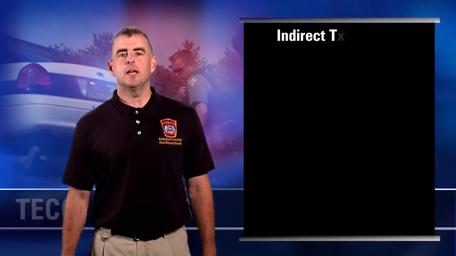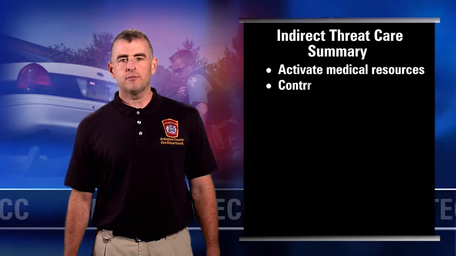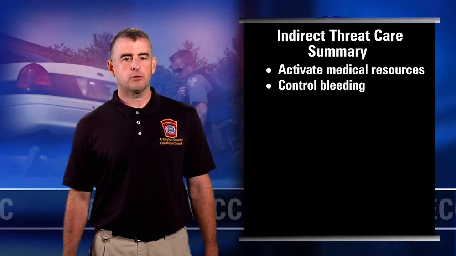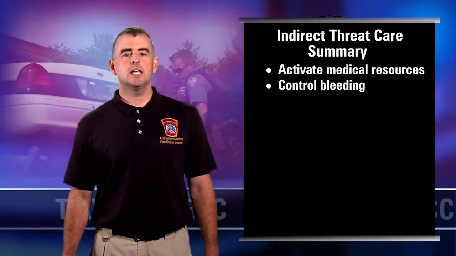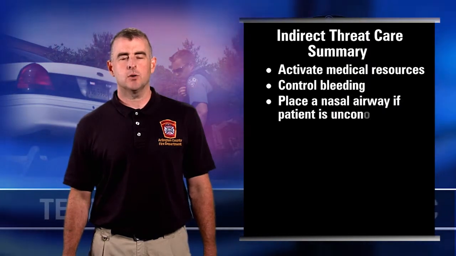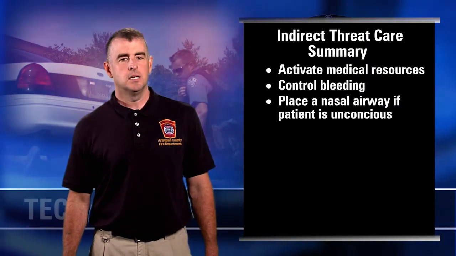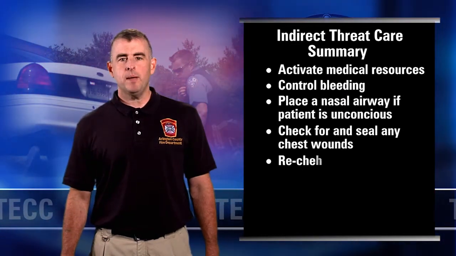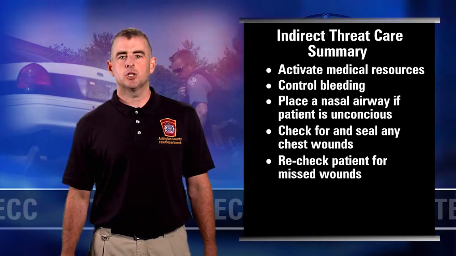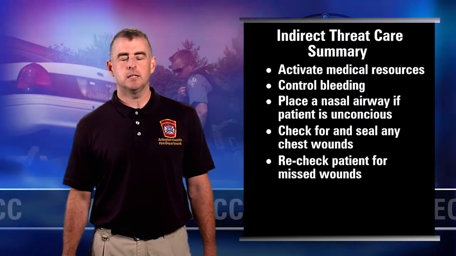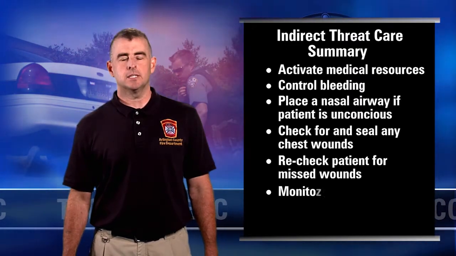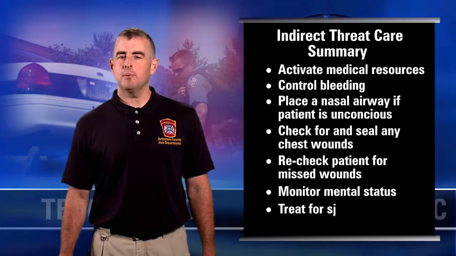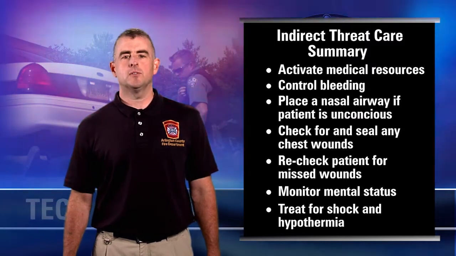In summary, for indirect threat care, activate available medical resources. Control life-threatening bleeding if not already done in direct threat care. Place a nasal airway if the patient is unconscious or has any altered mental status. Check for and seal any chest wounds. Recheck the patient for any wounds that were missed and control any non-life-threatening bleeding. Monitor mental status and treat for shock and hypothermia while awaiting transport to definitive care.